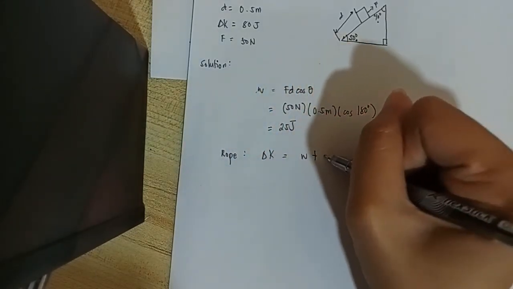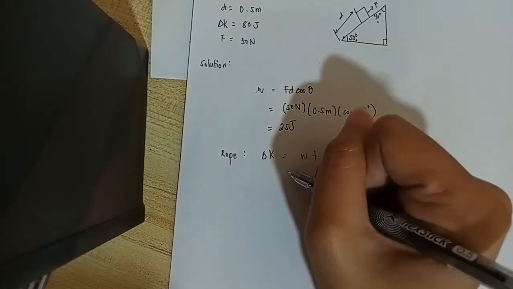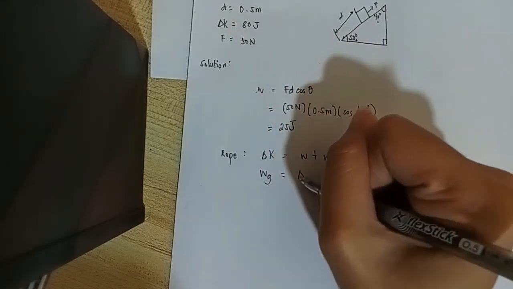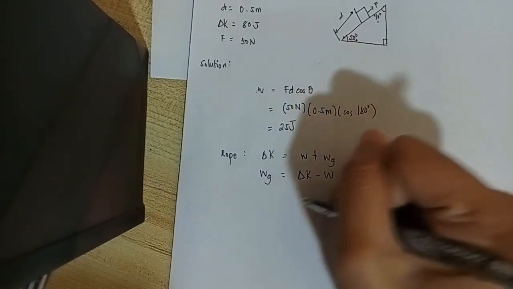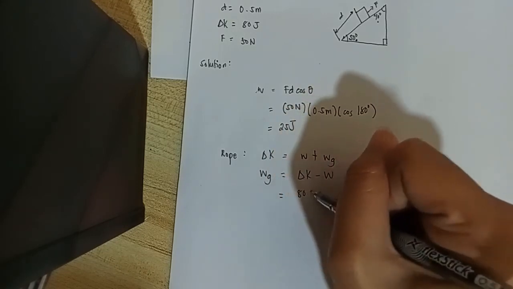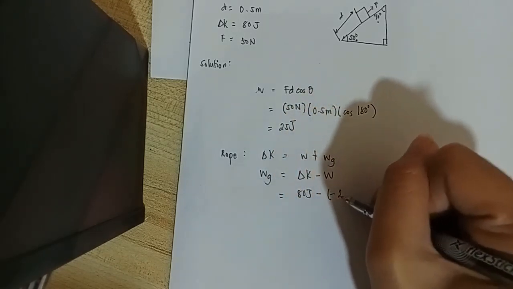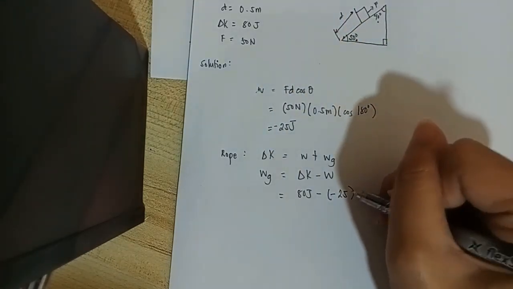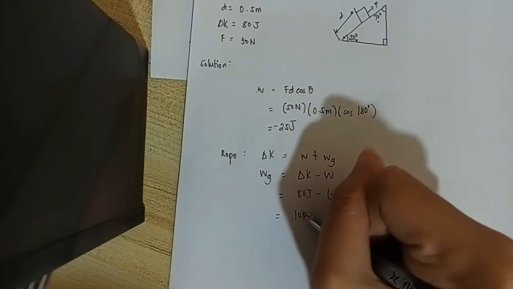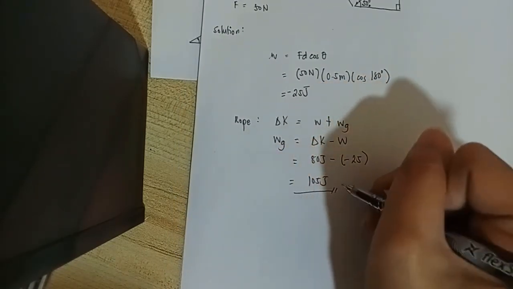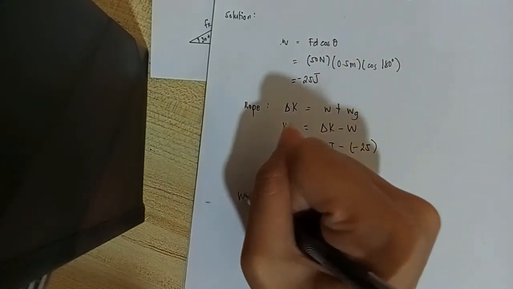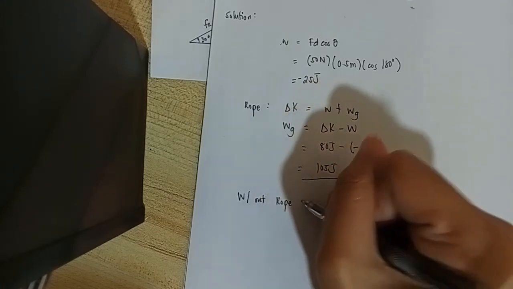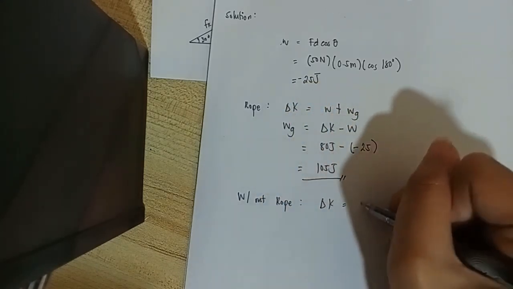So, let's solve for the kinetic energy of the rope. But we already have that, and we don't have the work in respect to the gravity. So, deriving the formula, that would be 80 joules minus negative 25 joules. That would be 105 joules. That is the work with the rope. And let's now solve the work that has no rope.